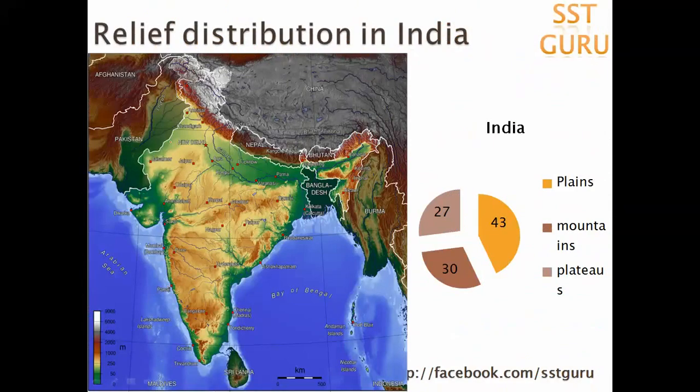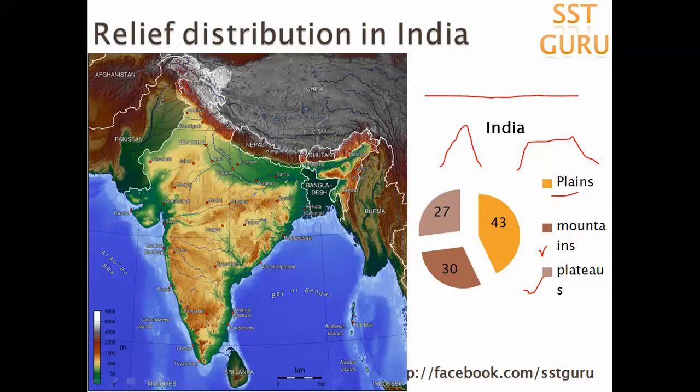So now coming on to the relief distribution in India. Basically there are plains, mountains and plateaus in India. Plains are long, fertile lands which do not have a variation in their slope or altitude. They are flat. You have mountains which look like this, and plateaus are actually raised plains. They are plains on a raised platform, so they are known as plateaus.